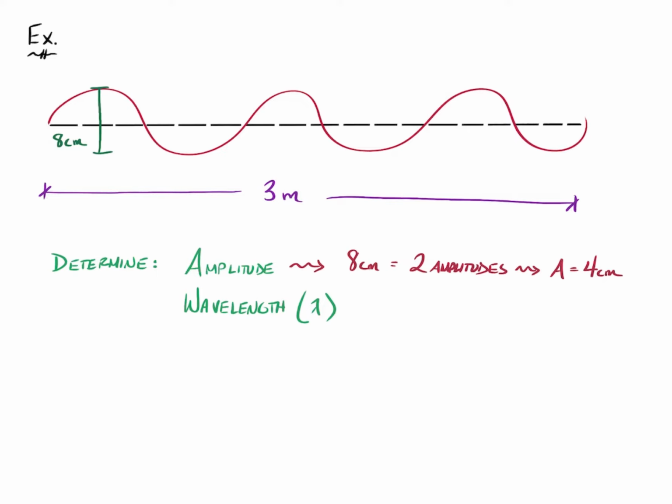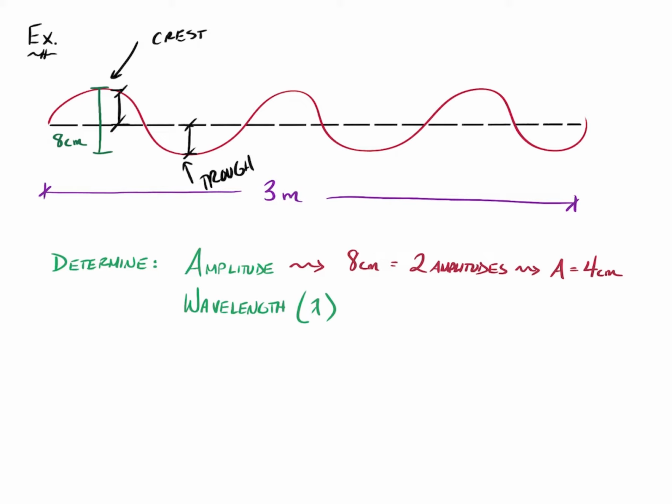So to find the amplitude, we just have to recognize that 8 centimeters is from crest to trough. So this is a crest up here. This is a trough down here. And that's 8 centimeters. Well, one amplitude is from a crest to equilibrium or from the equilibrium to the trough.